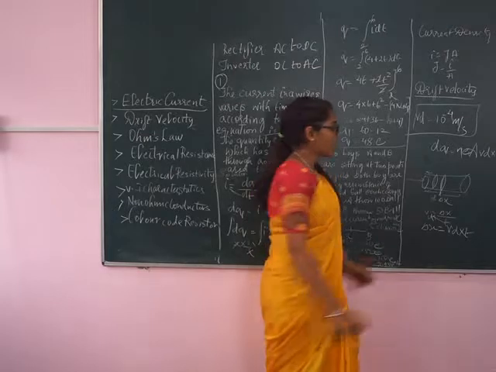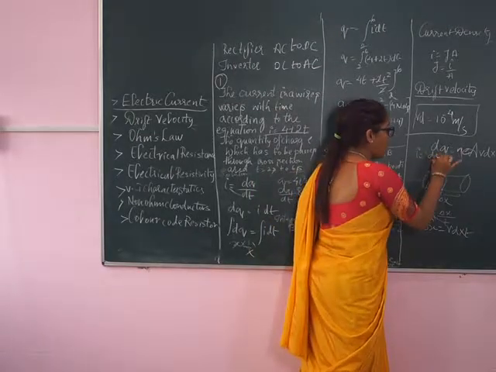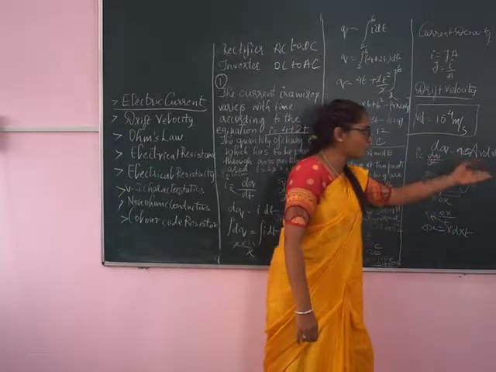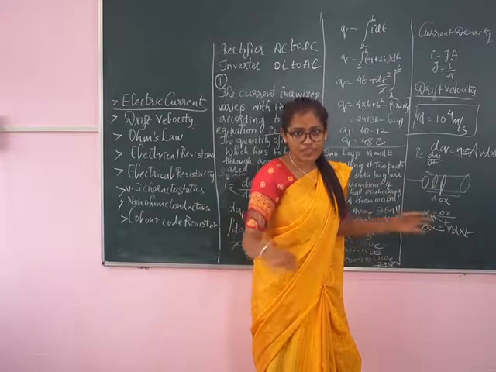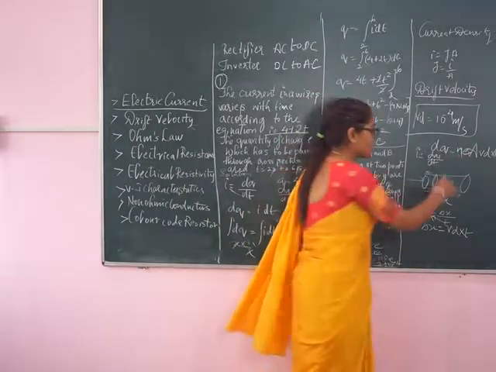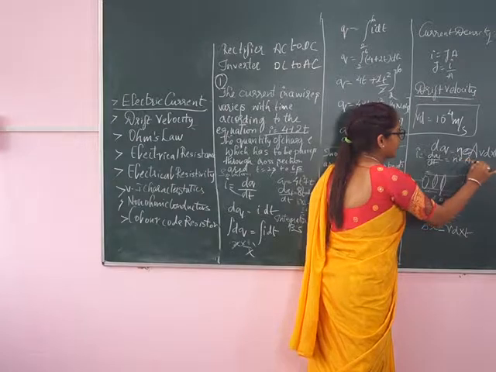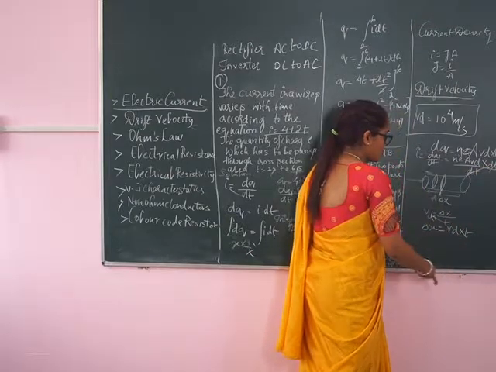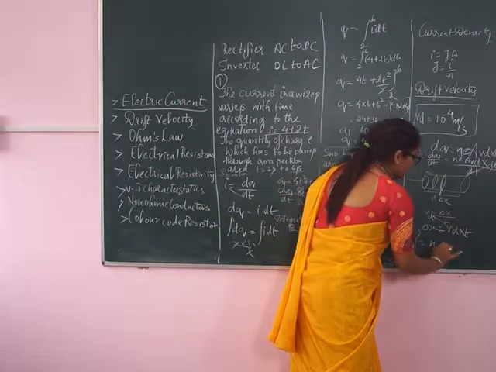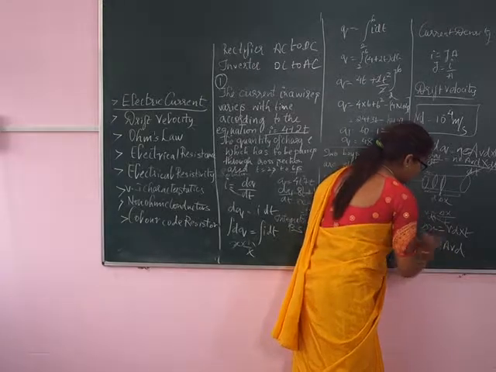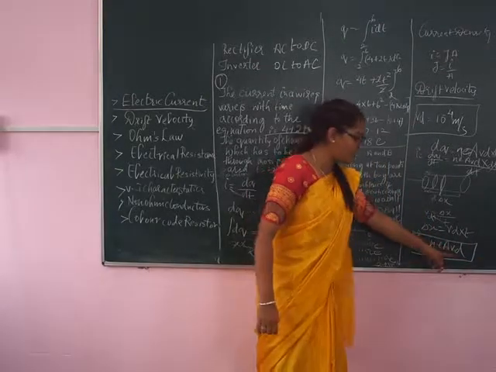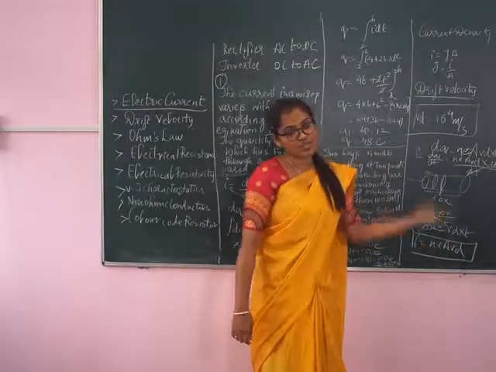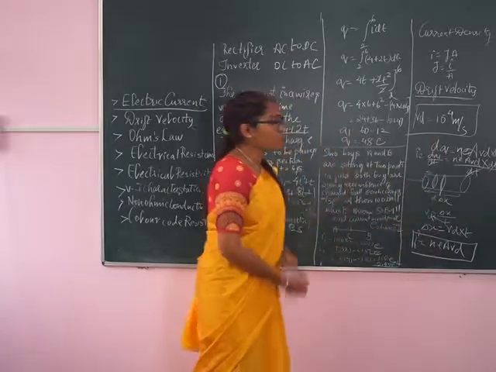Now we know dq by dt. If it is a steady current, you write t; if it is varying, you write dt. Substituting N E A Vd into dt by dt, this gets cancelled, so I is equal to N E A Vd. Here you have the drift velocity, the area of cross-section, and the electron charge. N is the number of electrons per unit volume. This is about the drift velocity.